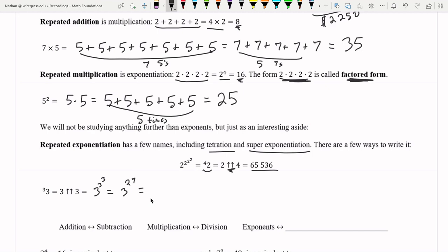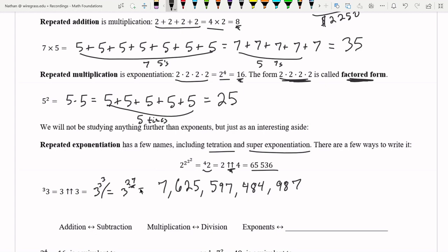And that gives me 3 to the power of 27. Quite a large number. I'm going to get 7,625,597,484,987. So we're going to have 1,000, million, billion, trillion. Extremely large for such small numbers that we're working with. That's the power of exponents, though. When you have a very large exponent, you're talking about a very large number.